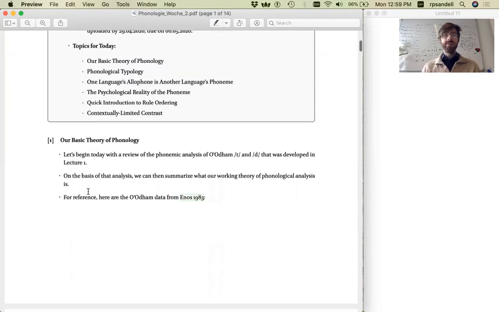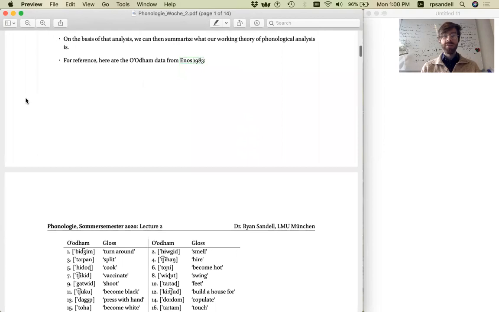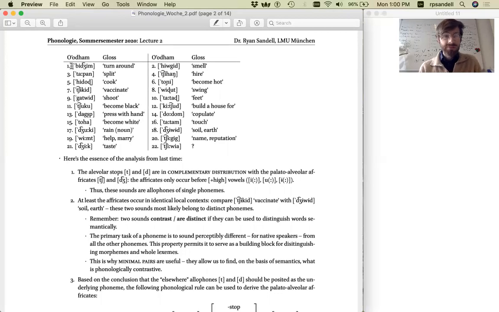All right, so let's start off today by reviewing our phonemic analysis of the O'odham language that we carried out last week in order to get an idea of what our working theory of phonological analysis is. So last week, we developed an analysis positing two alveolar stop phonemes, t and d, for O'odham. And just for reference, let's have a brief look at some of the O'odham data again. That was in the handout from lecture 1. And you can refer to that above as I talk through the essence of the analysis from last time.